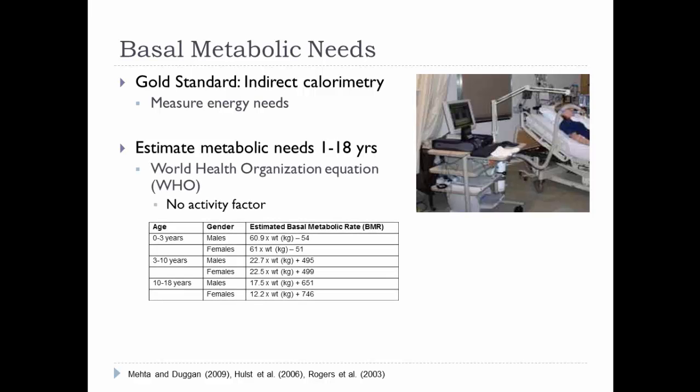Predictive equations used for basal metabolic support for children 1 to 18 years old include the World Health Organization with no activity factor, and the equations based on age, male and female, are provided here. Other equations commonly used in the pediatric intensive care unit include Schofield and White equations. However, these are less commonly used because they do require the patient's height, and during critical states, it's often difficult to obtain the height because of the severity of illness for the patient.